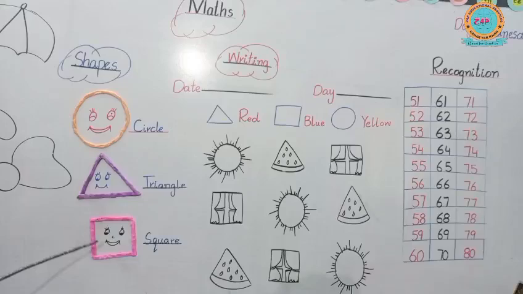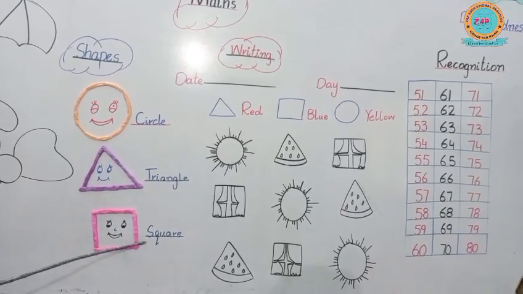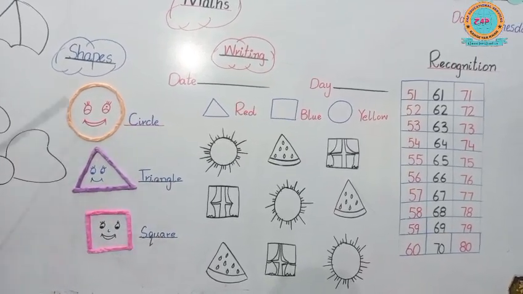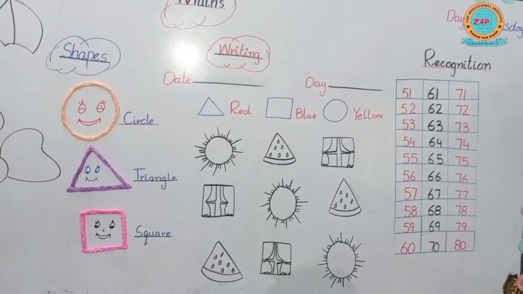T-R-I-A-N-G-L-E. Triangle. Which shape is this? Square. S-Q-U-A-R-E. Square. Sing with me the shape song.